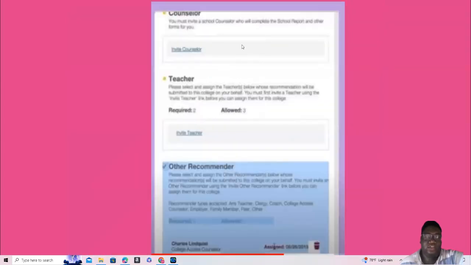As you can see on this slide, you can invite a counselor, a teacher, or another recommender. The other recommender can be an art teacher that is not from your school, clergy from the church, your college access counselor, a family member, or a peer. However, there must be two teacher recommendations and one other recommendation for this fee waiver to be approved.